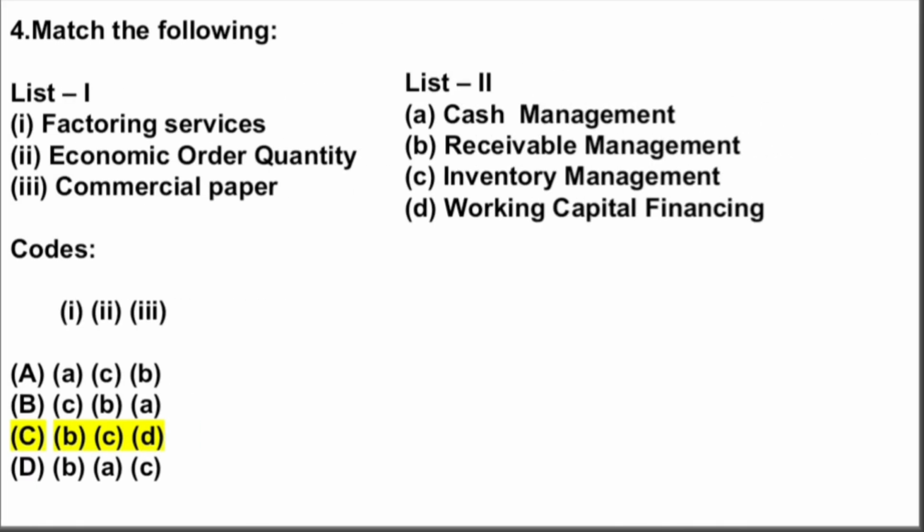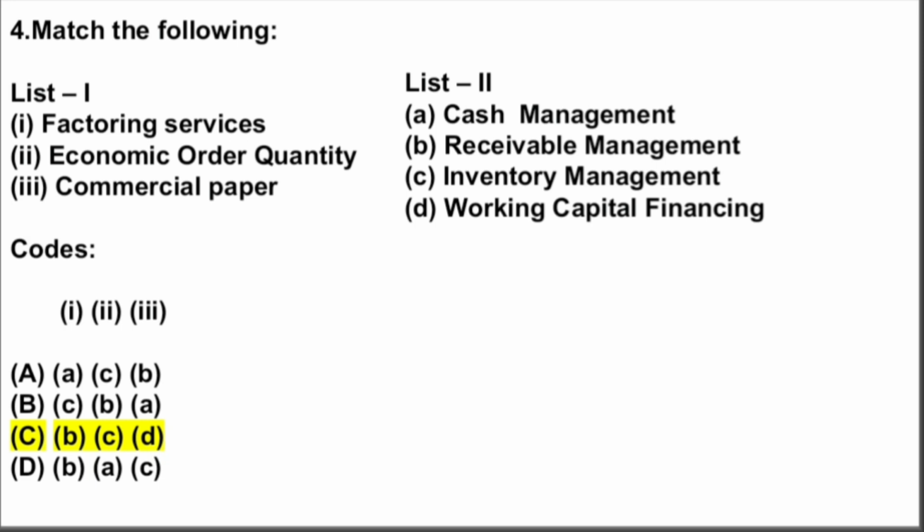So the next question, match the following. List 1 includes factoring services, economic order quantity, and commercial paper. And list 2 includes cash management, receivables management, inventory management, and working capital financing. And here the answer is option number C. What do you mean by factoring services? Factoring services is included in working capital financing, or it is a part of receivables management.